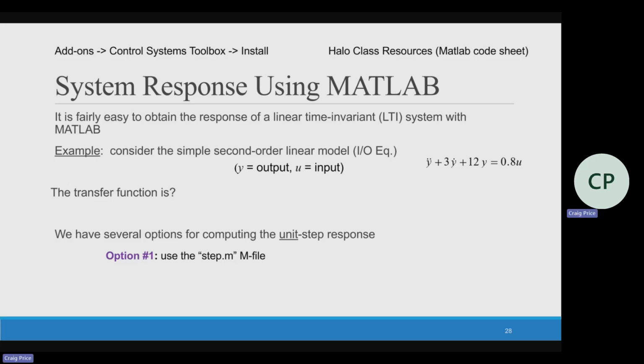Most of the stuff that I'm going to go over in the next couple slides is all on that MATLAB code sheet. You do not have to memorize how to do this code. It's all right there. You're going to see a lot of similarities as we go through, but we're just trying to figure out how we can use the code to do some system response.